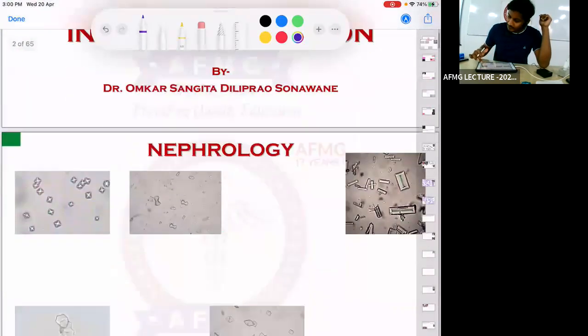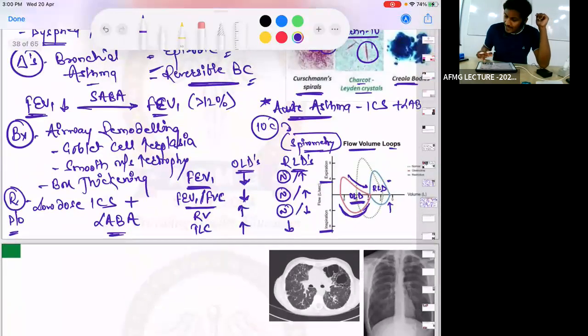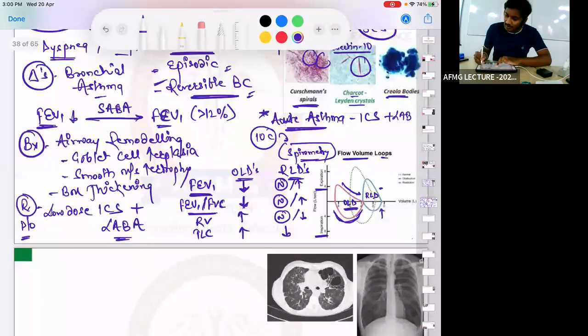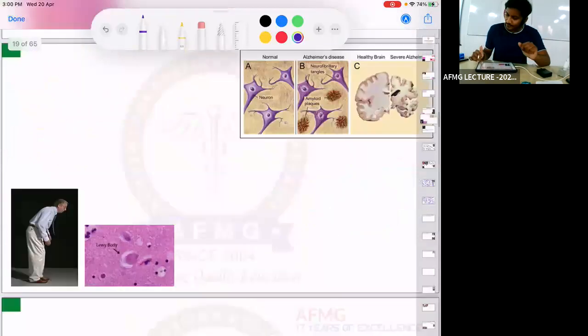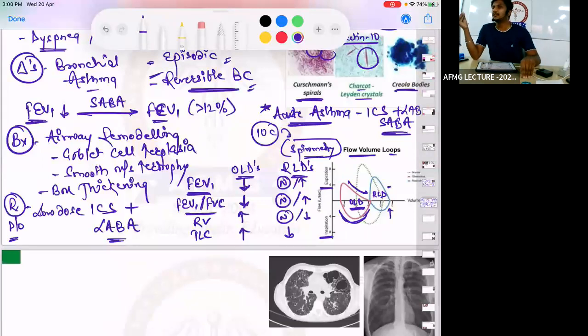Along with that, definitely we will also give LABA to the patient, and the third drug which is added is SABA, that is short-acting beta-2 agonist, for acute attacks of asthma. Short-acting beta-2 agonists are drugs like salbutamol, terbutaline.